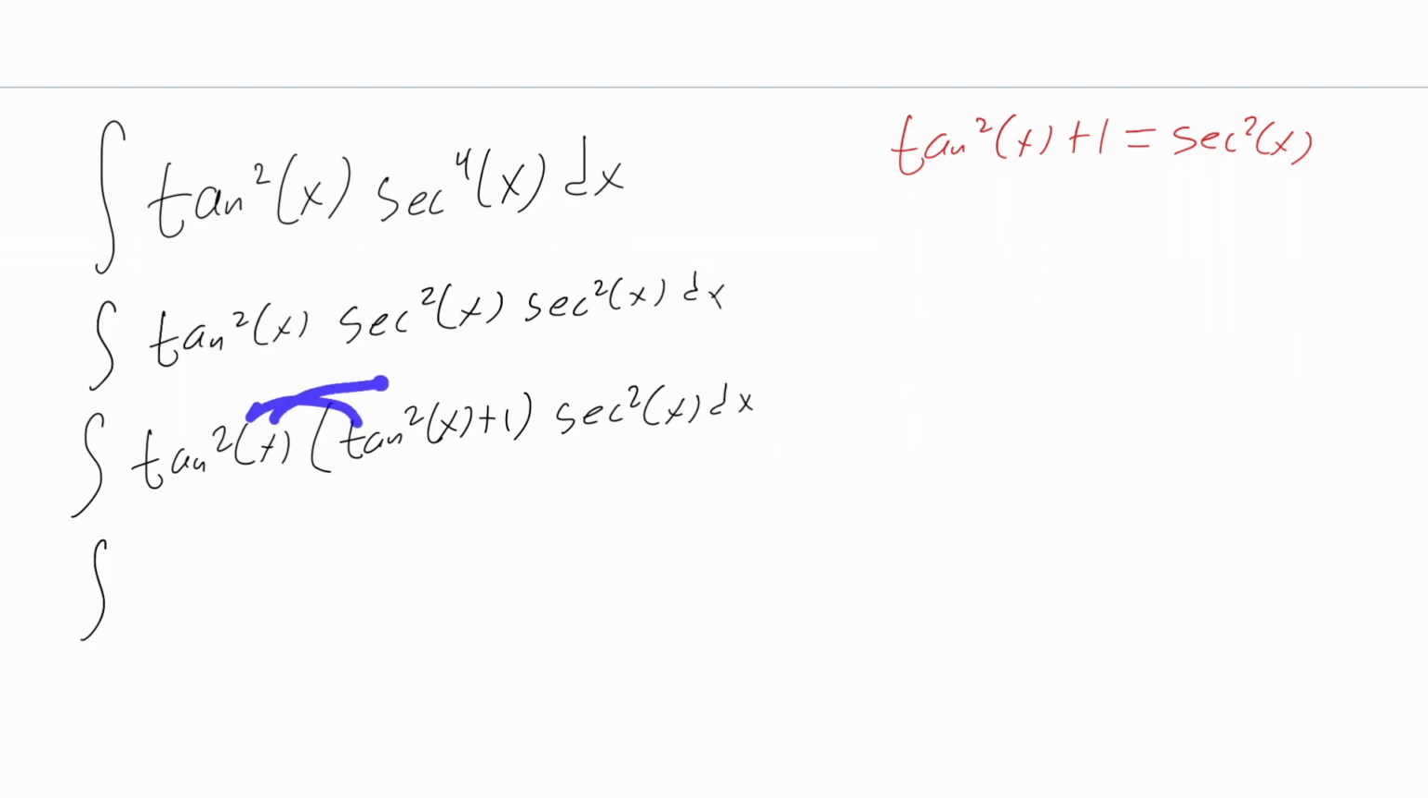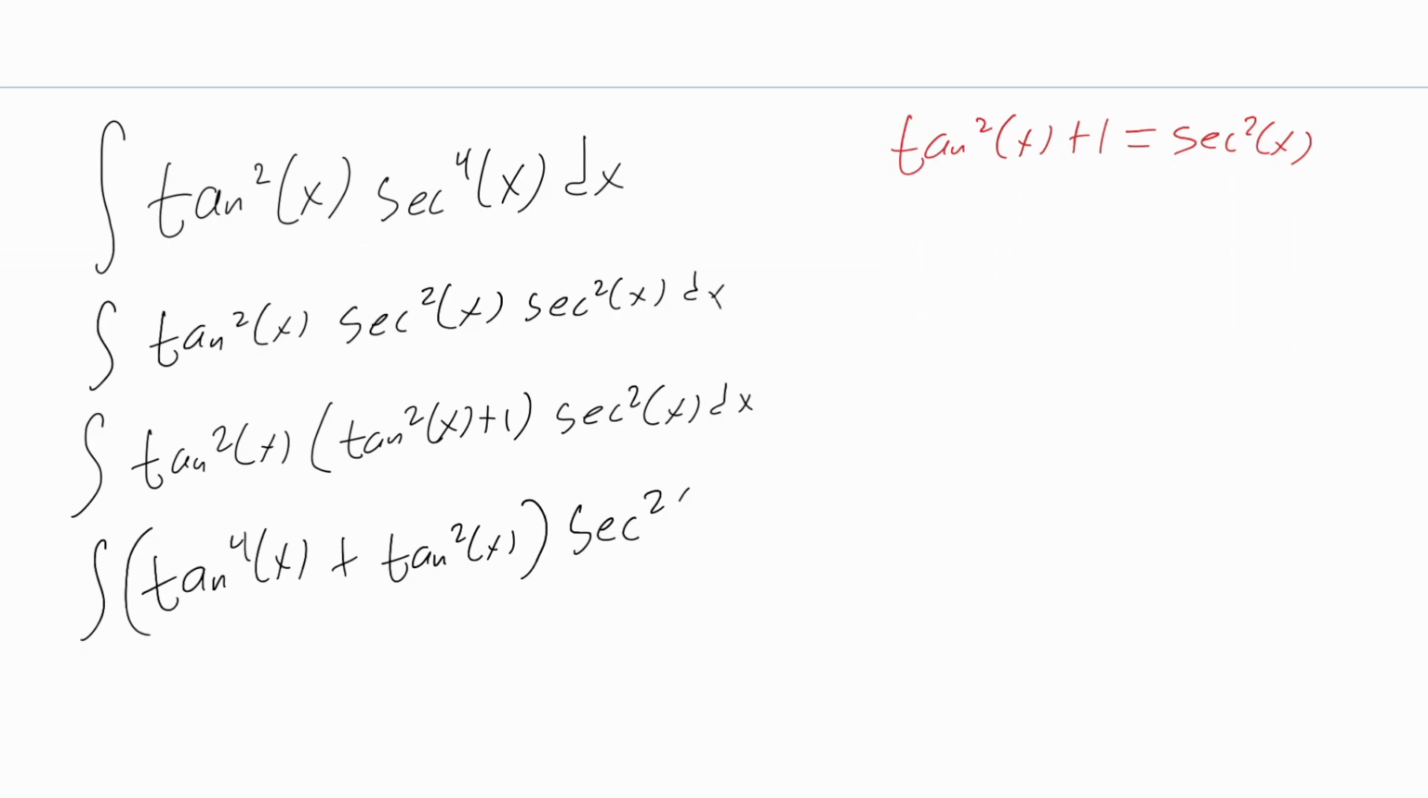Now I'm just going to distribute this tangent inside. We get tangent to the 4th of x plus tangent squared of x, all in parentheses, times secant squared of x dx. And we've massaged our integral a little bit, and it gave us a really nice u substitution. So now we can let u be our tangent of x, and then du equals secant squared x dx.